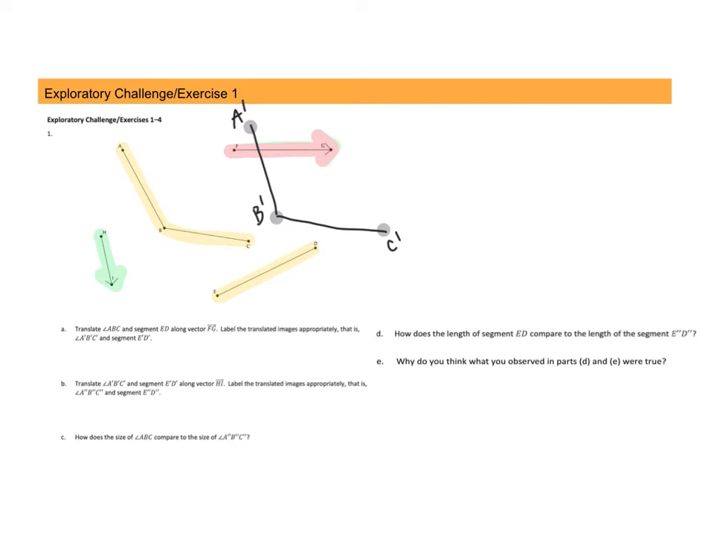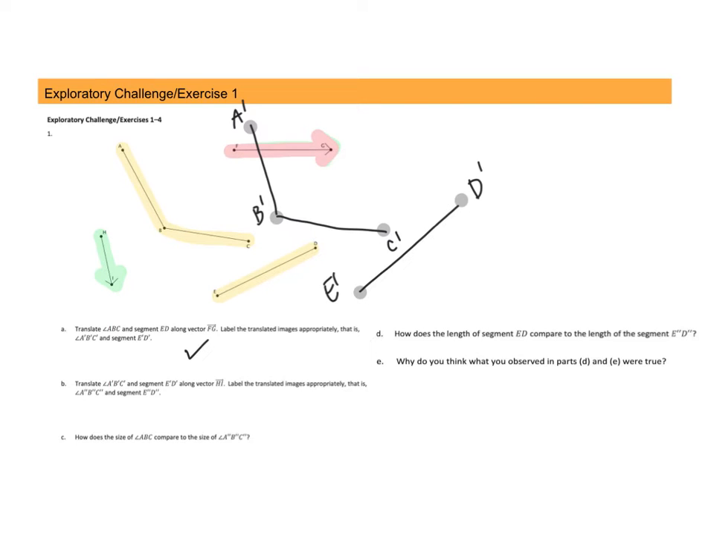And then I'm going to do the same thing with that line segment ED. So I'm moving E to probably around here, and D to probably around here. I'll connect them to form my line segment, and then we have E prime and D prime is what we denote them as. Okay, so we did that part.